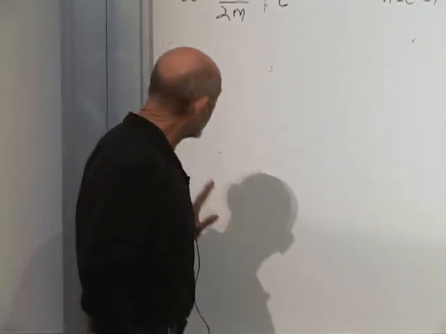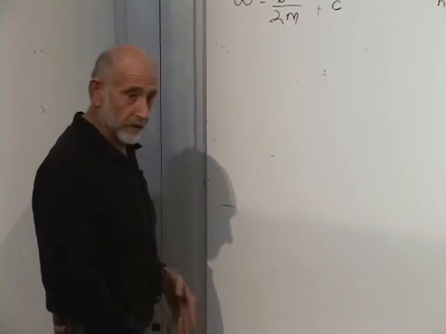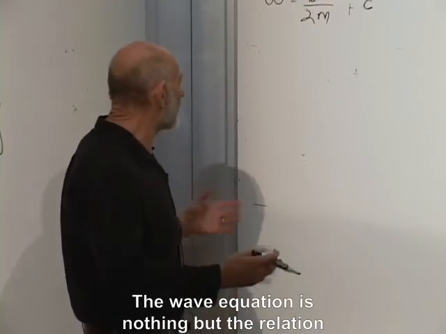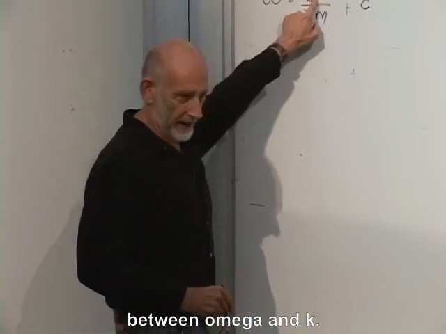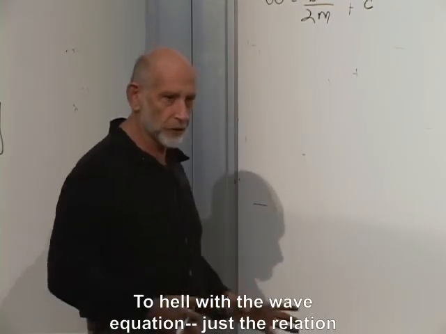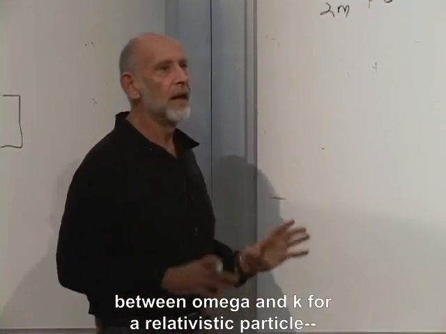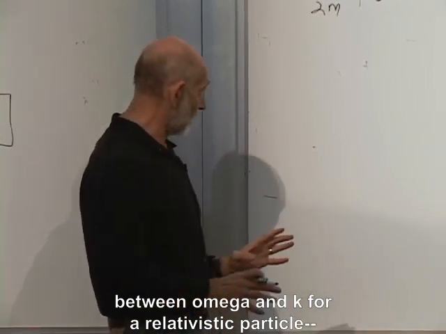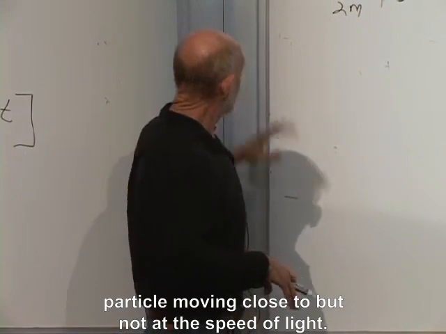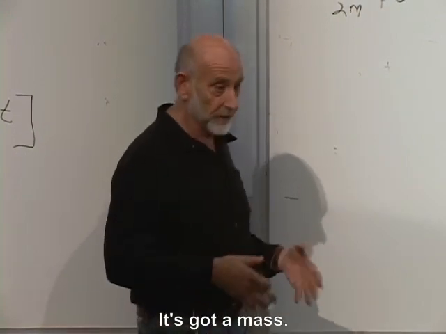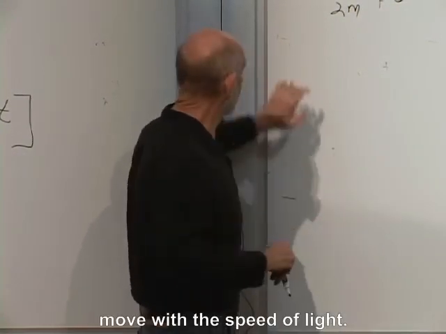In order to figure out the relation, the wave equation is nothing but the relation between omega and k. The hell with the wave equation, just the relation between omega and k for a relativistic particle moving close to but not at the speed of light. It's got a mass. If it didn't have a mass, it would move with the speed of light.